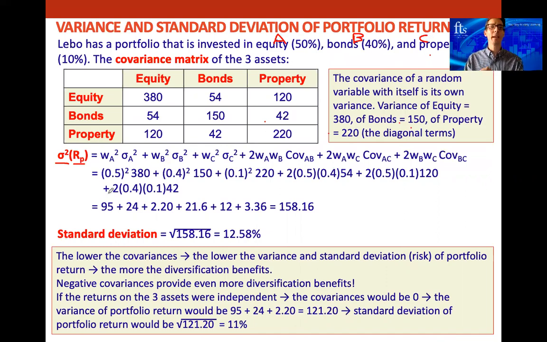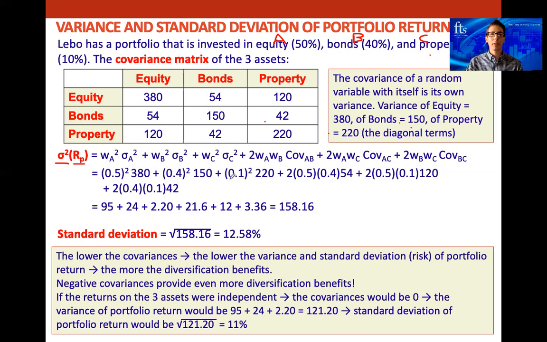So we've got to take the weight we've got in equity squared. So it's going to be 50%, so it's 0.5 squared. We need to multiply that by the variance of equity, which is over there, because it's a covariance matrix. The variance of equity is where equity and equity meet up, 380. Then we take the weight in asset B, our bonds. She's got 40% there in bonds. We square that, then multiply by the variance of the bonds, which is 150.